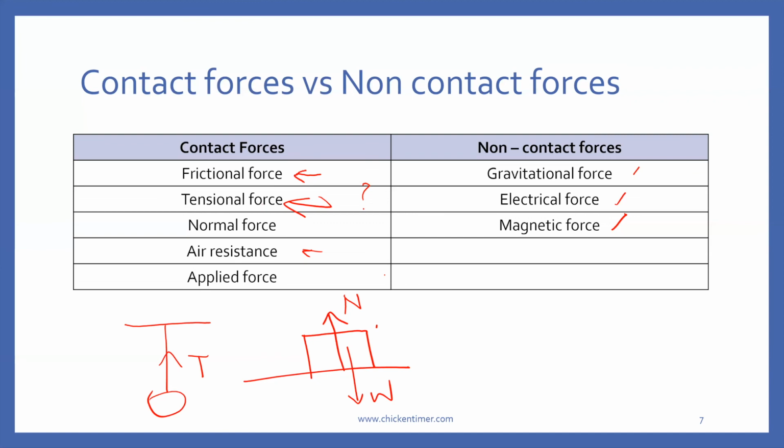What is air resistance? When someone's skydiving, there's air pushing you up. When you open the parachute, there's air resistance that makes the parachute go up. Then applied force is just the force that I apply on an object, like I push the table, then that is the contact force that I apply on the table. So you know all this.